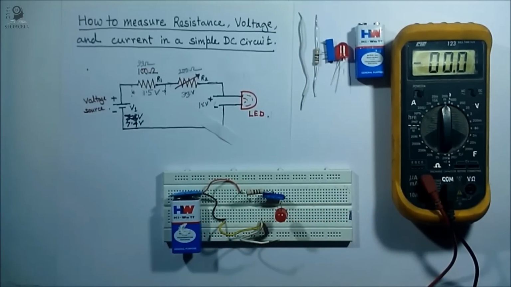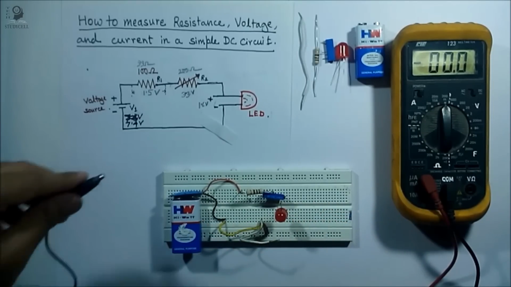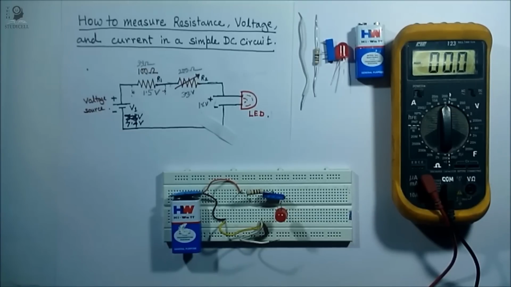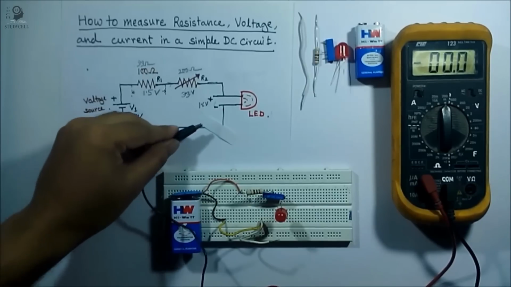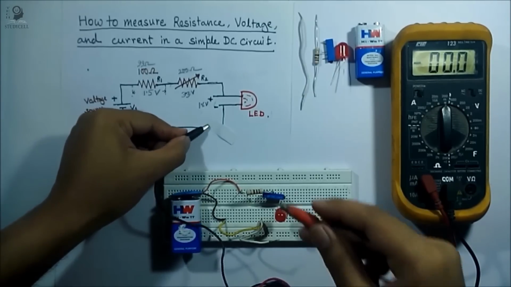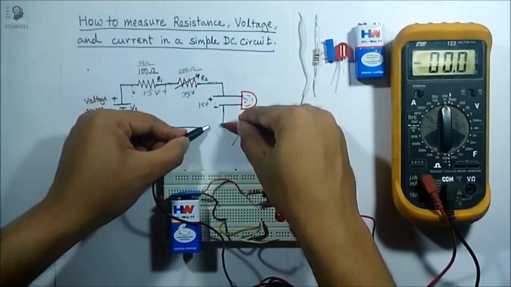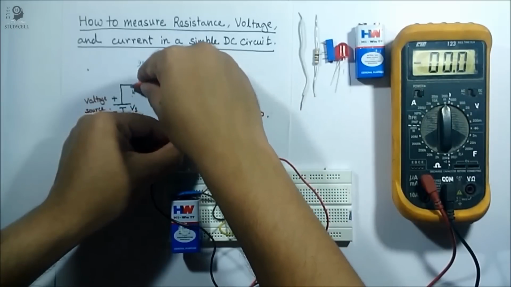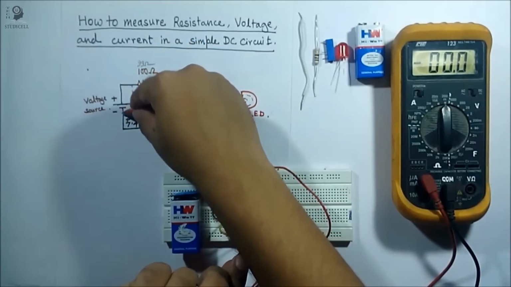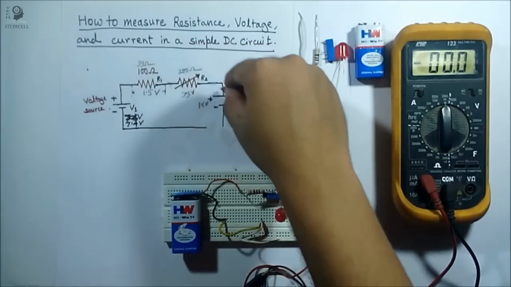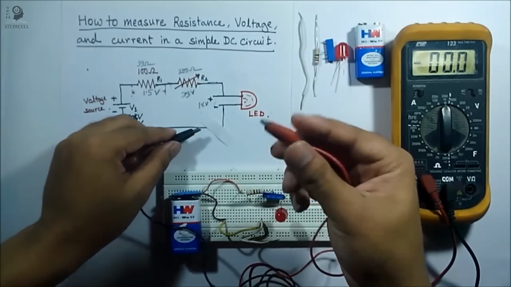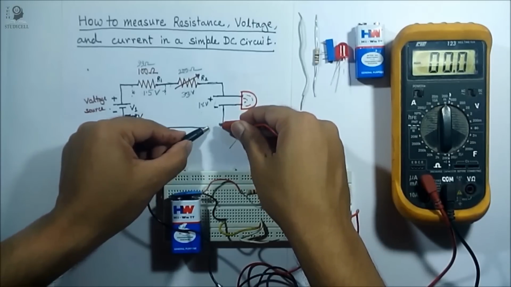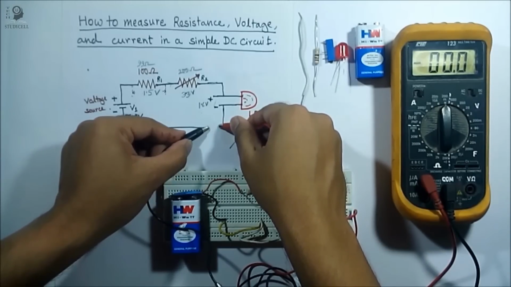Then to measure the current flowing through the circuit, we have to connect both leads of the multimeter according to the direction of the current. Here in the circuit I am showing how to connect both leads of the multimeter. As I know, the current should flow from positive to negative. The direction of the current is like this. So I am connecting both leads of the multimeter this way to measure the current.